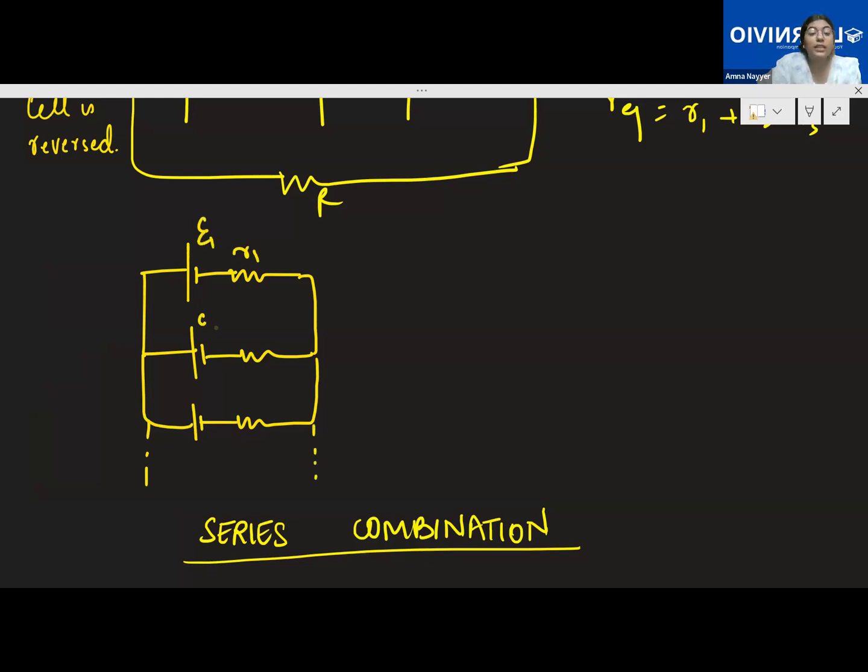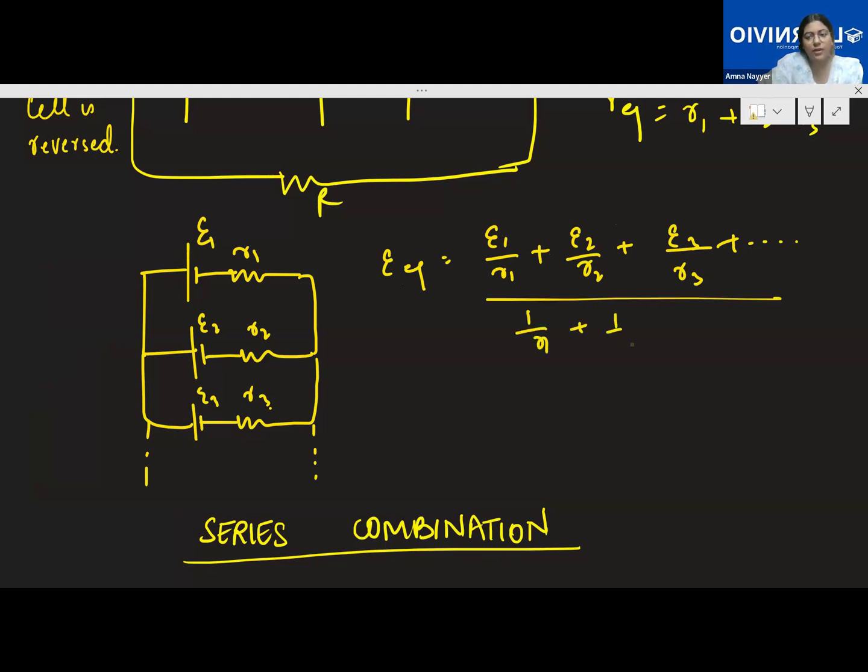E1 is there, R1. Now these are unidentical. Okay, these all are unidentical cases, meaning EMF will be different, internal resistances will be different. E3, R3, like this they are connected. So see, the formula of E equivalent will be E1 by R1 plus E2 by R2 plus E3 by R3, whatever it is, divided by 1 by R1 plus 1 by R2 plus 1 by R3, whatever is the number. And for R equivalent, this is 1 by R1 plus 1 by R2 plus 1 by R3, like this.